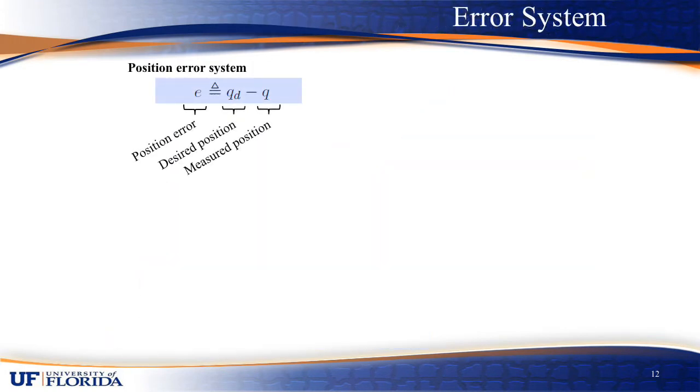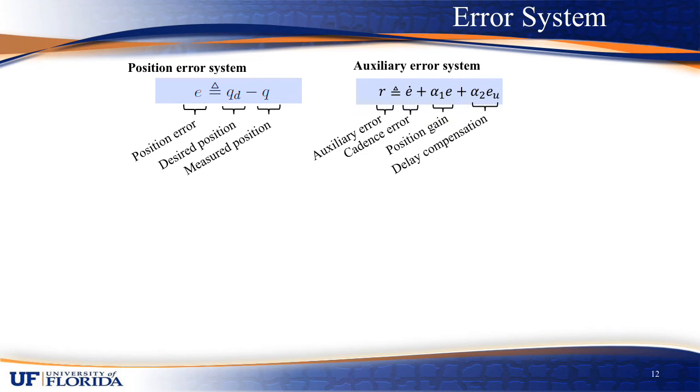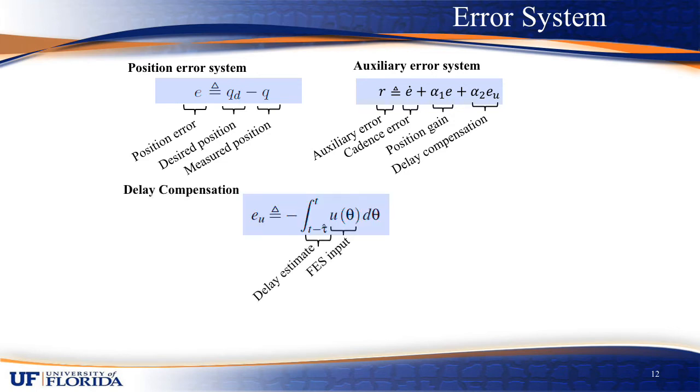The error system will now be considered. First, we define the position error, E, which is the desired position minus the measured position. Then we define an auxiliary error term called R, which is comprised of a cadence error term, a position gain term, and a delay compensation term. The delay compensation term EU is defined as an integral of previous FES inputs, which integrates from t to t minus tau hat, where tau hat is the delay estimate, and a composite error vector z is defined as shown.